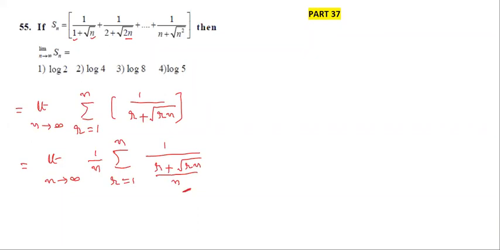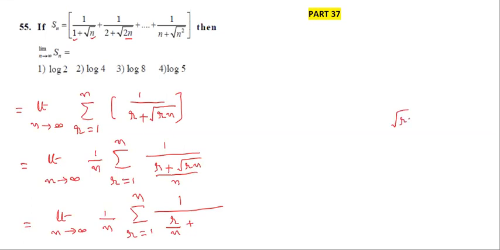Students, all of you understood now? Right. Next step. Limit n tends to infinite, 1 by n, sigma r is equal to 1 to n, 1 divided by here r by n plus here root rn by n is there. That is, we can write under root rn by n square. At the time, n cancel, remaining will come under root r by n. Students, up to here understood now?